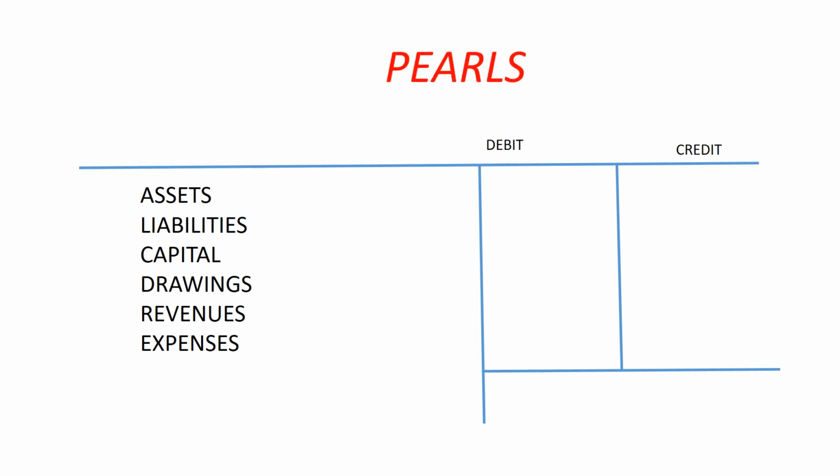PEARLS. The first three letters, PEA, represent accounts that have debit balances. These are purchases, expenses, and assets. The last three letters, RLS, represent the accounts with credit balances, and these are revenues, liabilities, and sales.